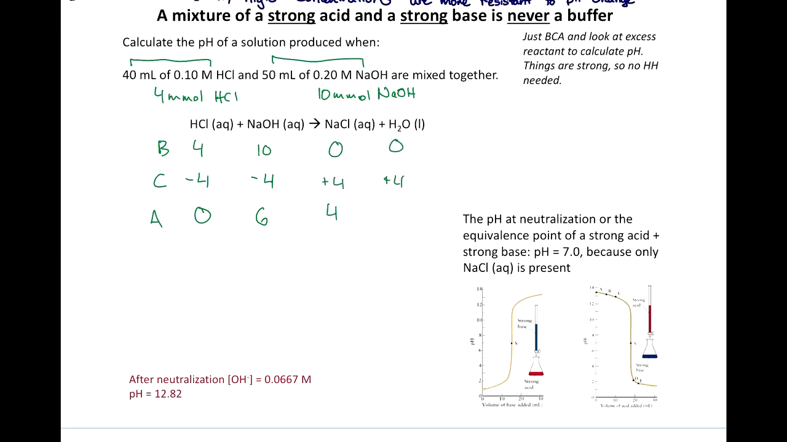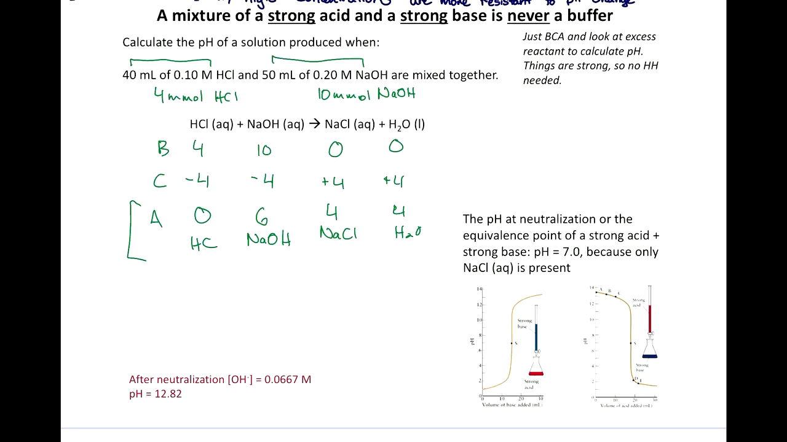So I make 4 millimoles of NaCl. This is sodium hydroxide. This is HCl. And then I have 4 millimoles of water, but who cares about that? All right. So this is what's in my container after neutralization. All of the HCl reacted, and then what's in excess? The base. The base is in excess, and that is what's going to dictate our pH.